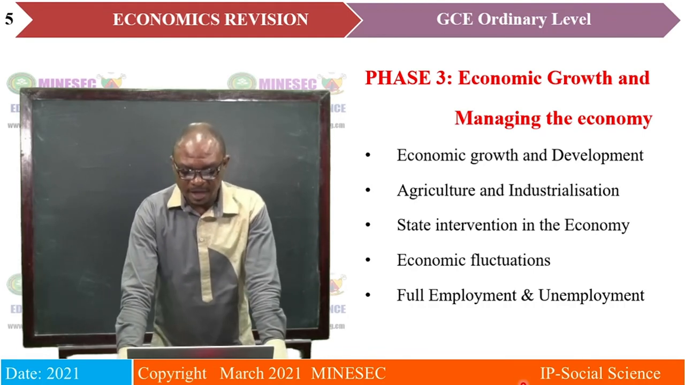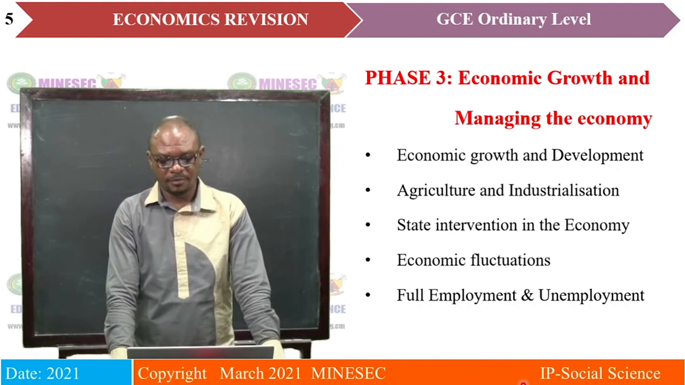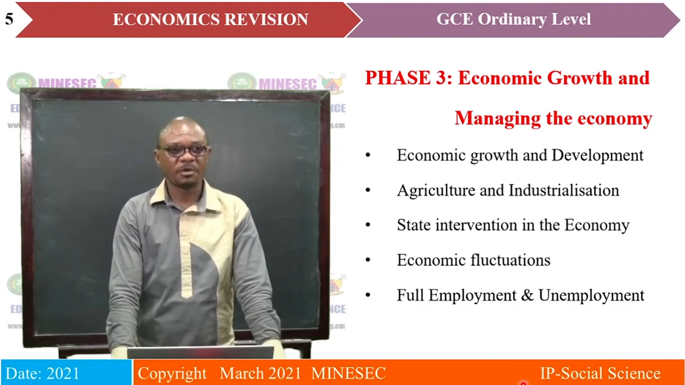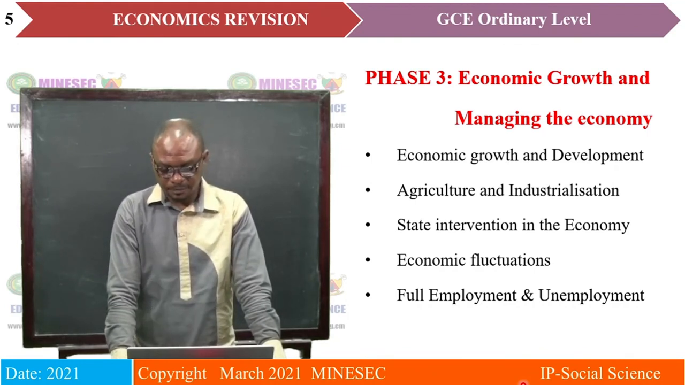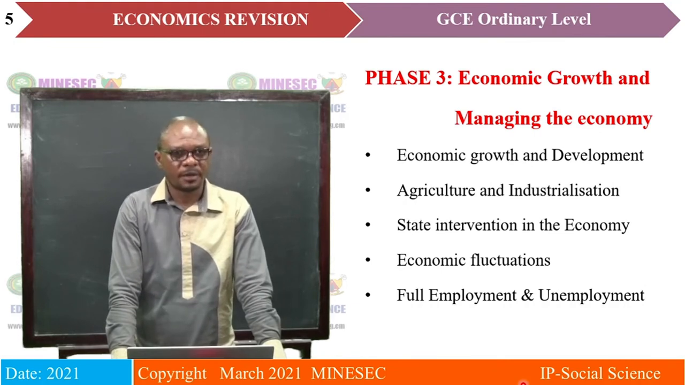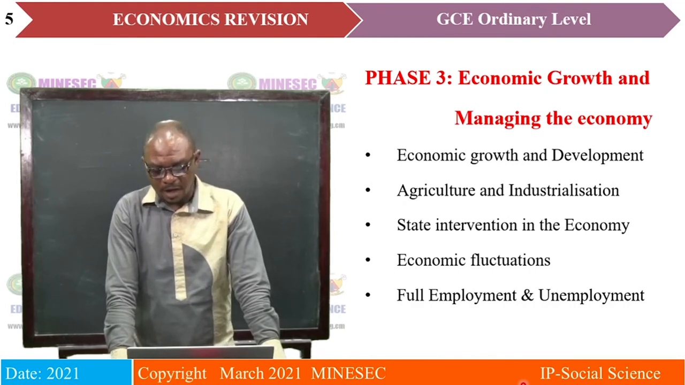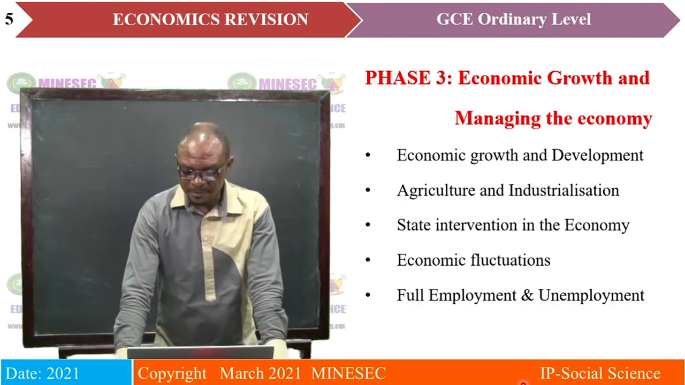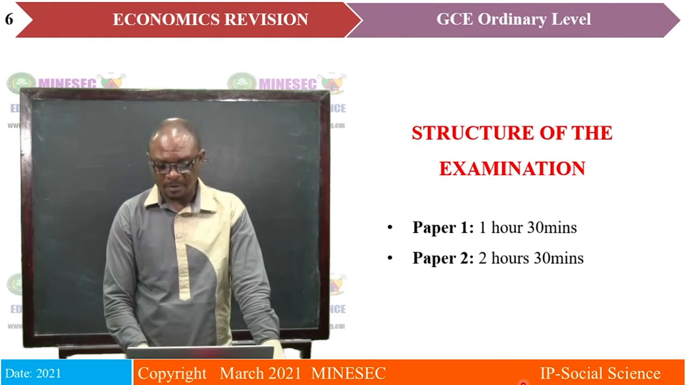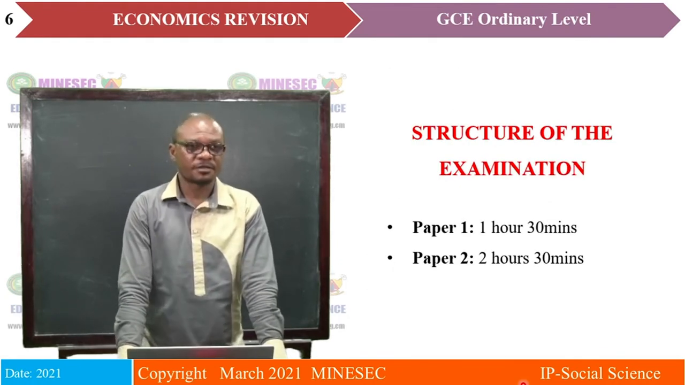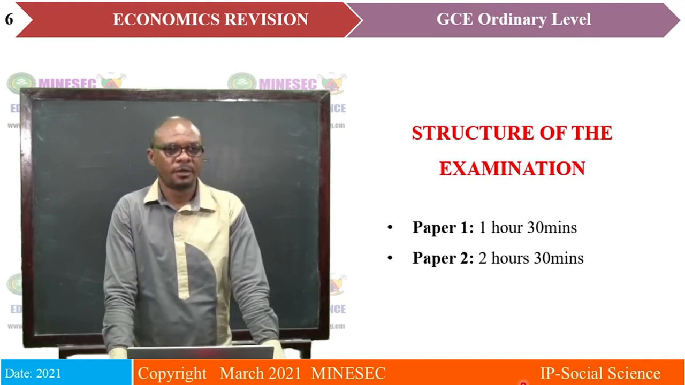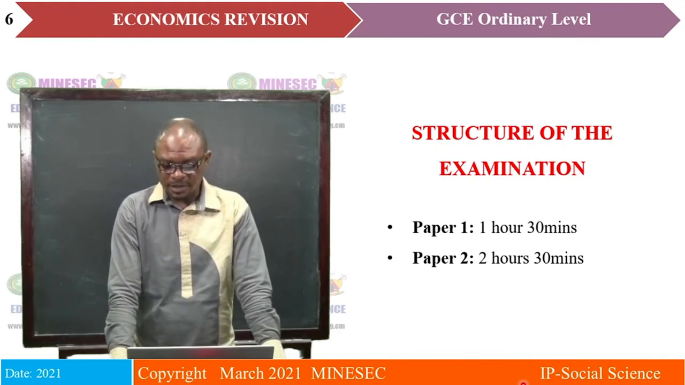Phase three has five topics. First, there is economic growth and development, agriculture and industrialization, state intervention in the economy, economic fluctuations, and lastly, full employment and unemployment. But first, we'll look at the structure of the GCE ordinary level paper.